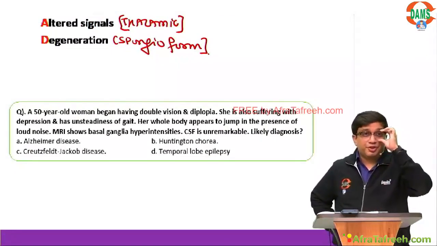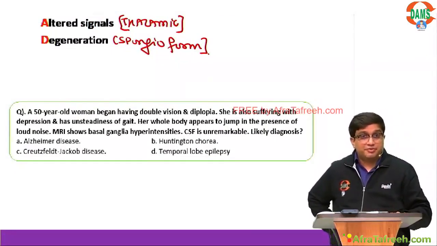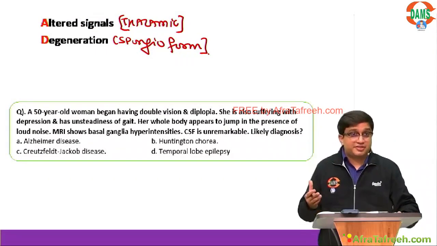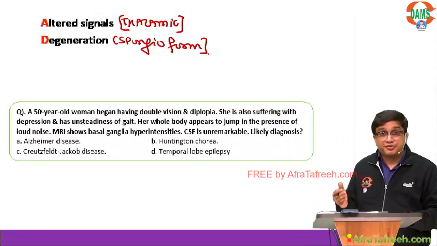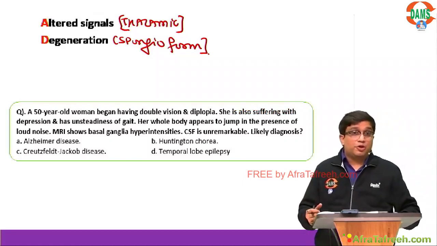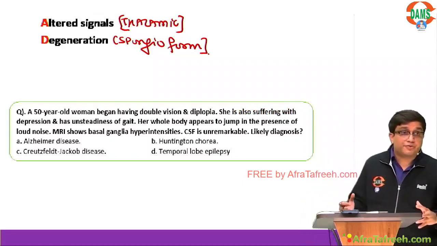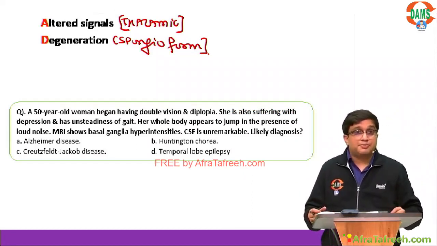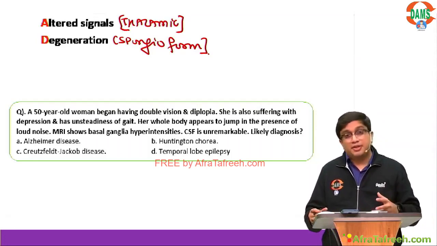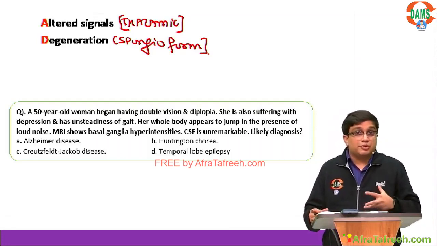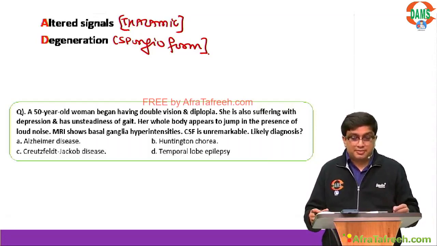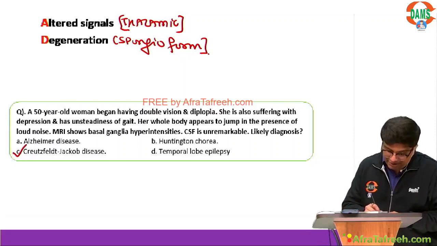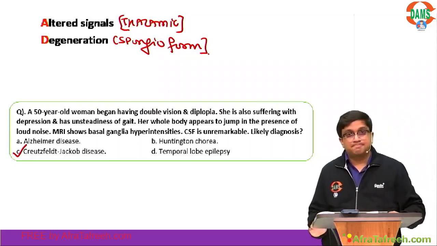Let's see this patient. A 50-year-old woman has come to you with double vision and diplopia. She is suffering with depression and unsteadiness of gait, ataxia. Her whole body appears to jump in the presence of loud sound, that is startle myoclonus. The MRI shows basal ganglia hyperintensity. One structure which is included into the basal ganglia functionally is the thalamus, so they've got thalamic hyperintensity. That is a patient of CJD or Creutzfeldt-Jakob disease.